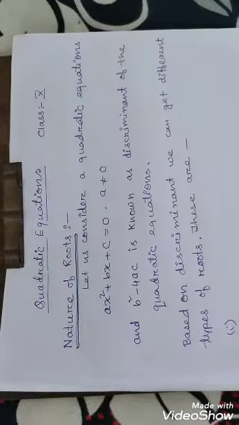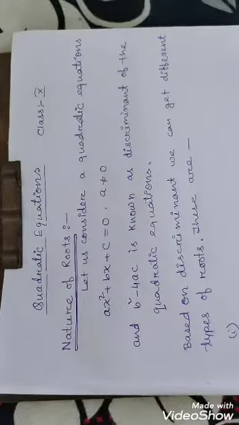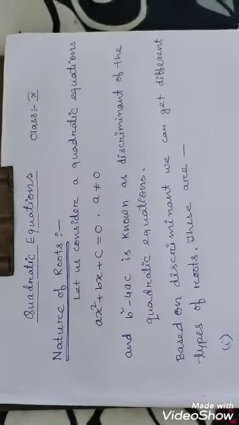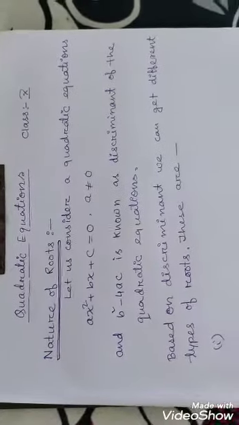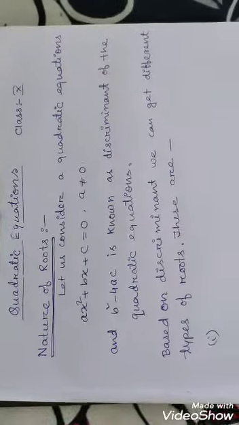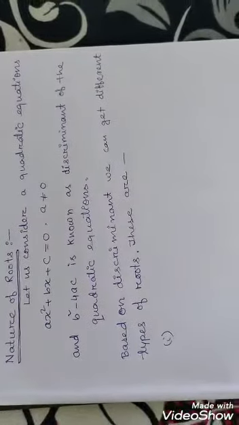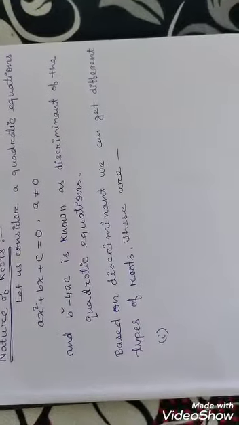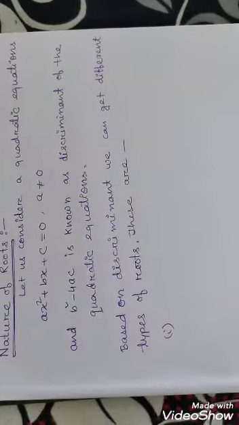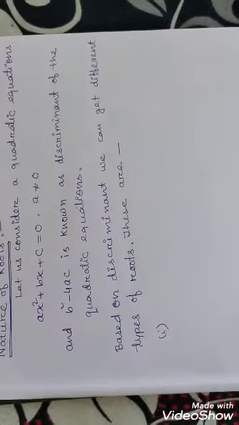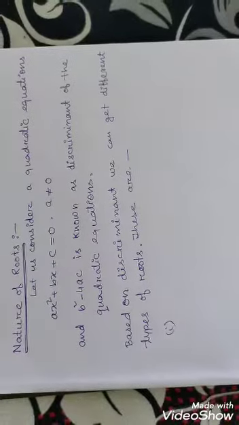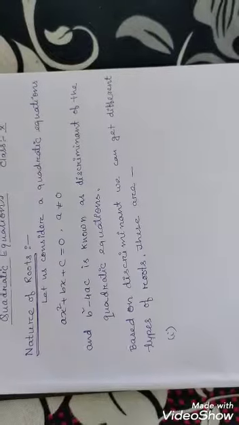So today we'll discuss the nature of a root from the chapter quadratic equation. In the previous exercise we learned how to find the roots of a quadratic equation. There are different types of methods for finding roots of a quadratic equation. First one is the middle term prime factorization method. Second one is by completing the square method, and third one is by using the quadratic formula. So there are different processes.